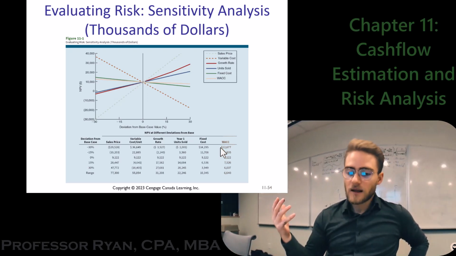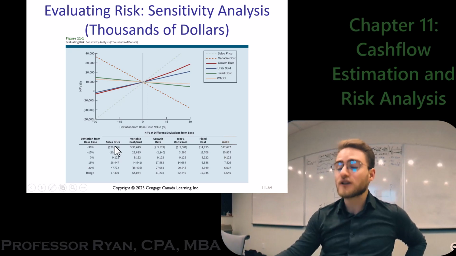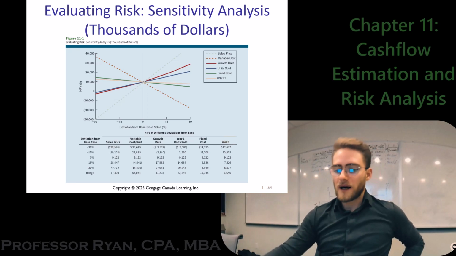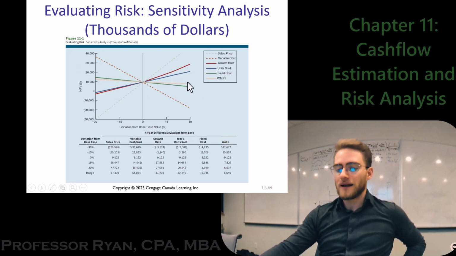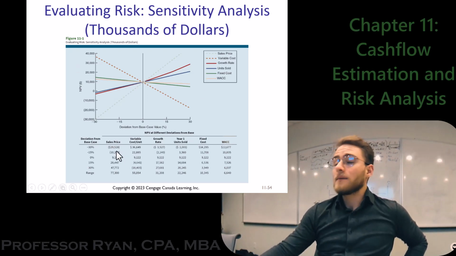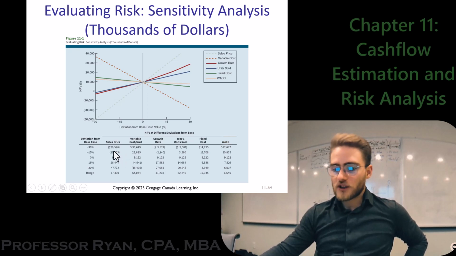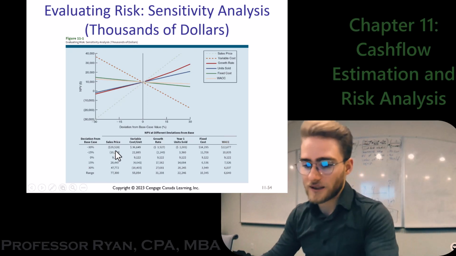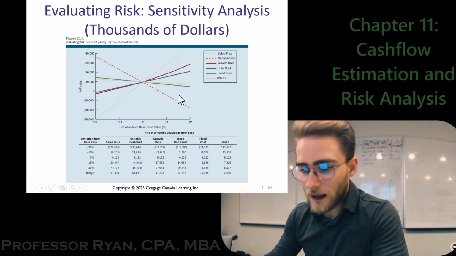Now, say for instance, my sales price specifically, everything else stayed the same, but my sales price dropped by 30%, right? I had to cut my prices to get rid of inventory. My new net present value would be negative $29.5 million on this project. I'd lose $29.5 million on this project over 4 years, okay?